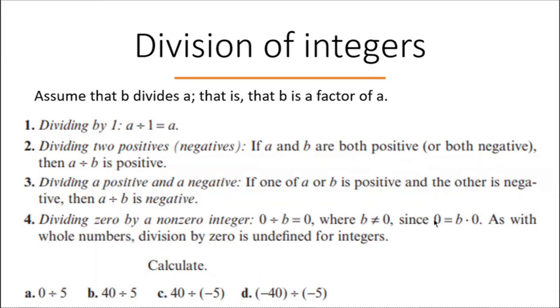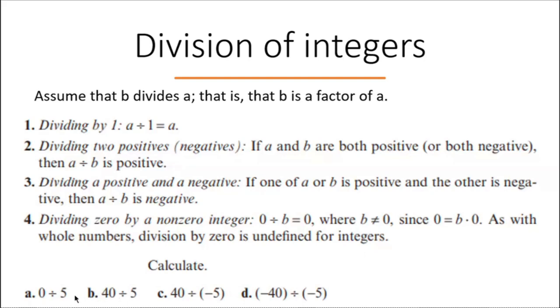So ibig sabihin lang nun, pwedeng ang maging 0 ay ang dividend. So pwede yun. 0 divided by B is still 0. Pero hindi siya pwedeng maging divisor. So B divided by 0 is undefined for integers.